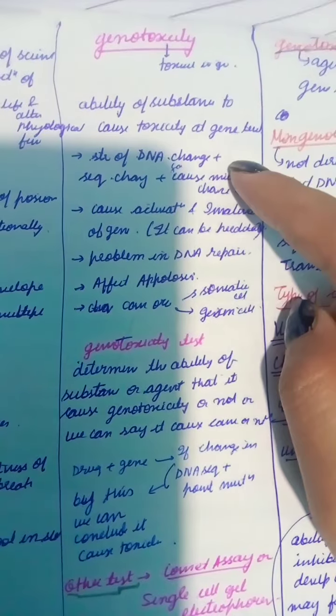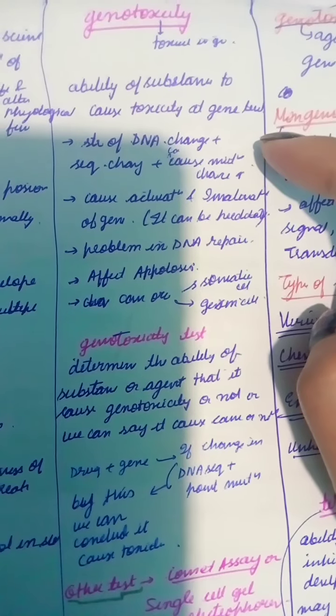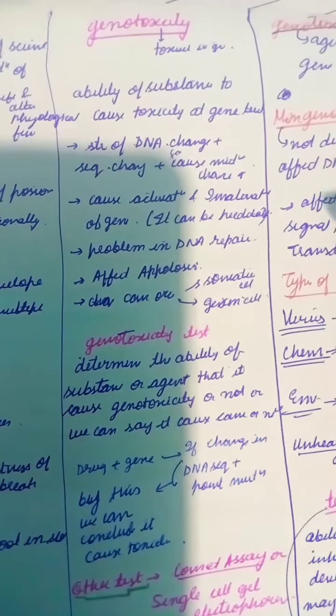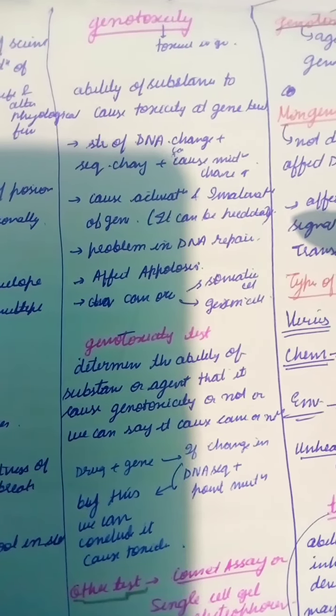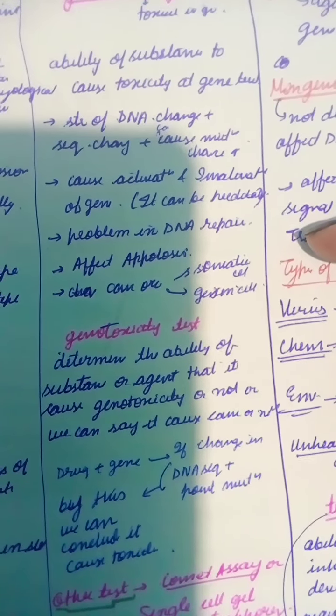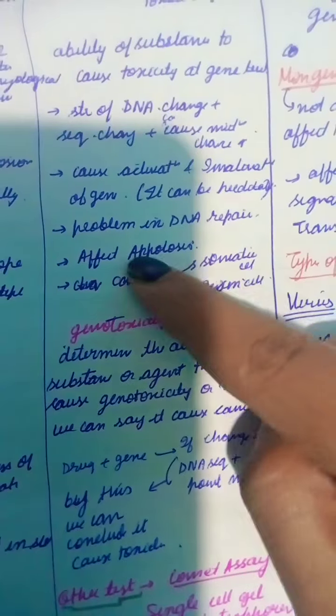Genotoxicity is the ability of a substance to cause toxicity at the gene level. DNA structure can change, its sequence can change, it can cause mutation as well. The cause can be activation and immaturation of the gene. It can be hereditary as well.